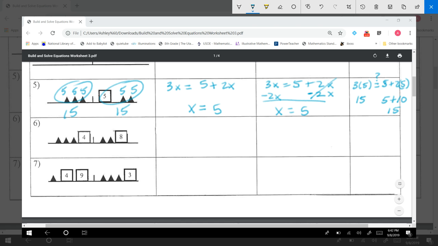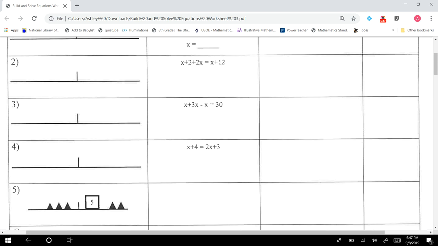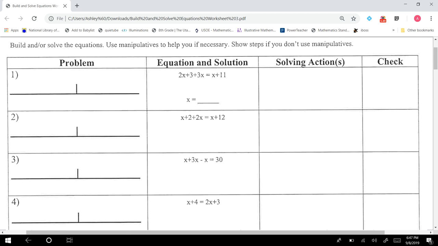So that's what you're going to do in each column if you already have the picture drawn out for you in the problem column. But sometimes you're going to start with an equation and have to go back and draw the picture. So let's do one like that.